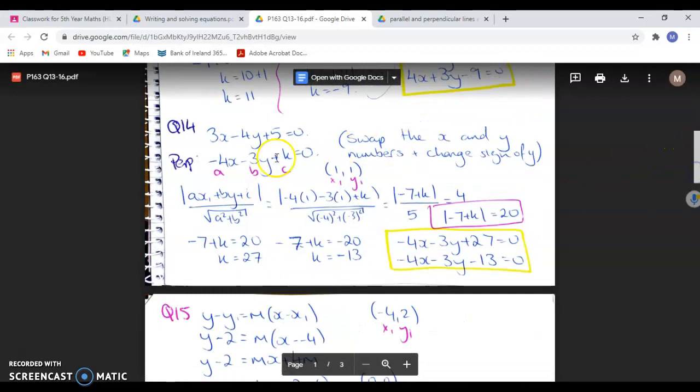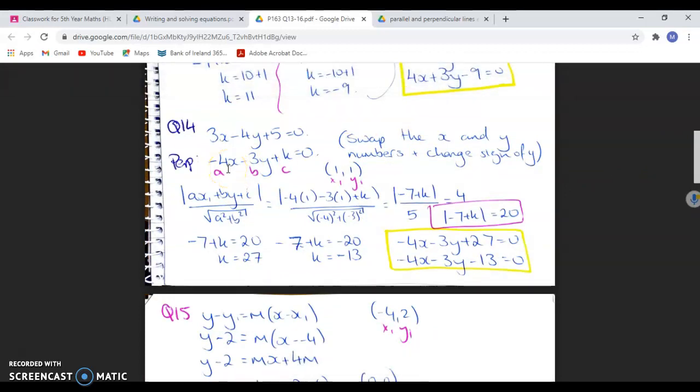On to 14. Question 14: write down the equation of any line that is perpendicular to 3x minus 4y plus 5 is equal to 0. Okay, so this is my original line, and any line perpendicular to it: I swap the x's and y's and change the sign here. Okay, so this is any line perpendicular to it. And then it says, find the equation of the two lines which are perpendicular to it, so they'll be in this form, and the perpendicular distance from the point 1, 1 to each line is 4 units.